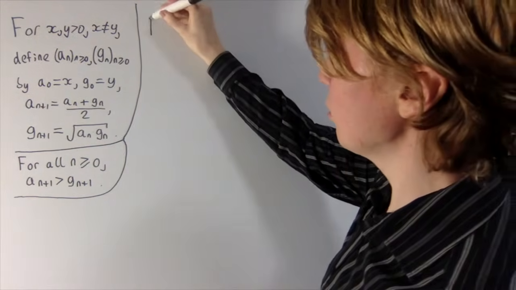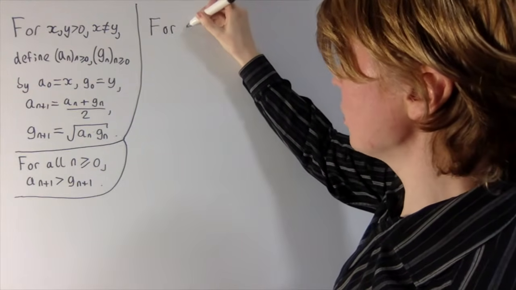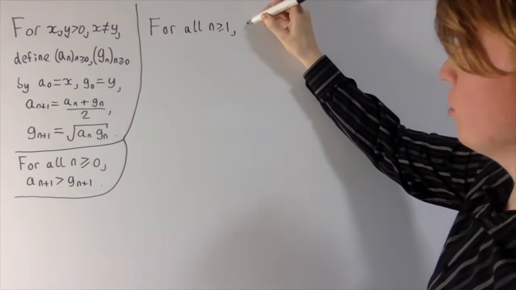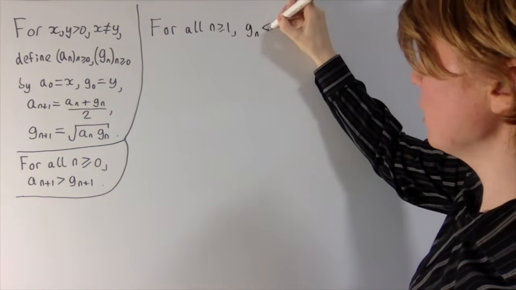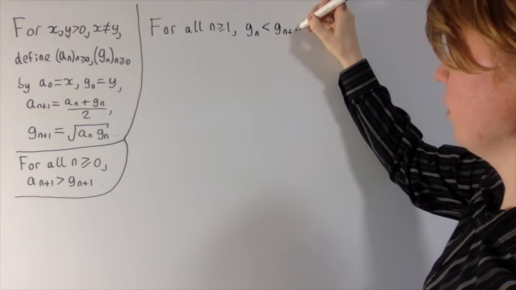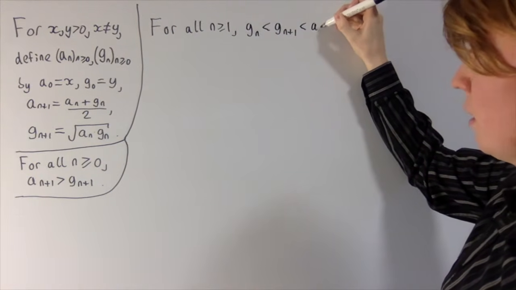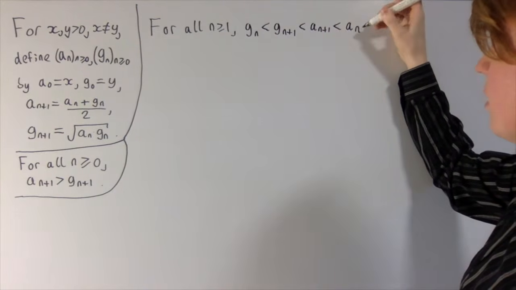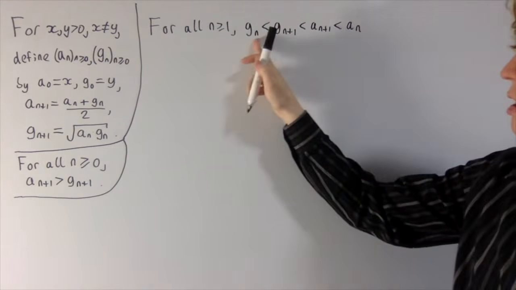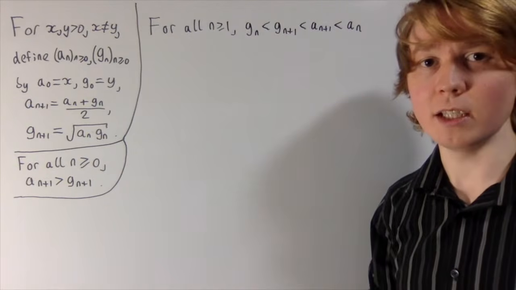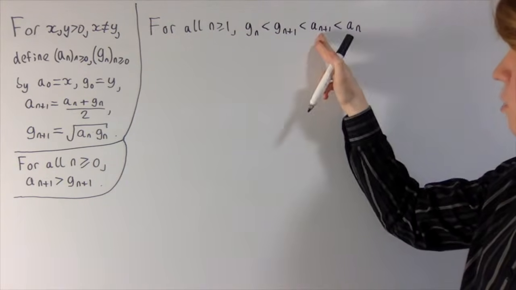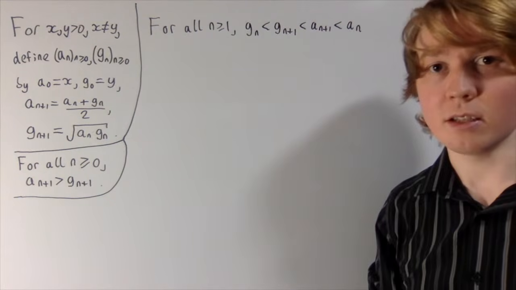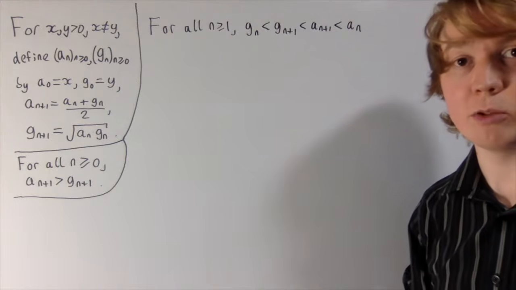But first, we'll just have a look at the following property, which is that for all n greater than or equal to 1, we're going to have a go at proving that Gn is strictly less than Gn plus 1, which is strictly less than An plus 1, which is strictly less than An. So what this means is our sequence G is actually a strictly increasing sequence, and our sequence A, as you go from the nth term to the n minus 1th term, you're going down, and this is a strictly decreasing sequence. So this will turn out to be really useful.